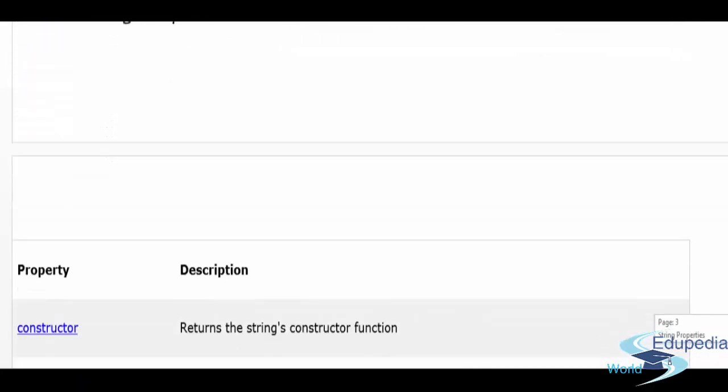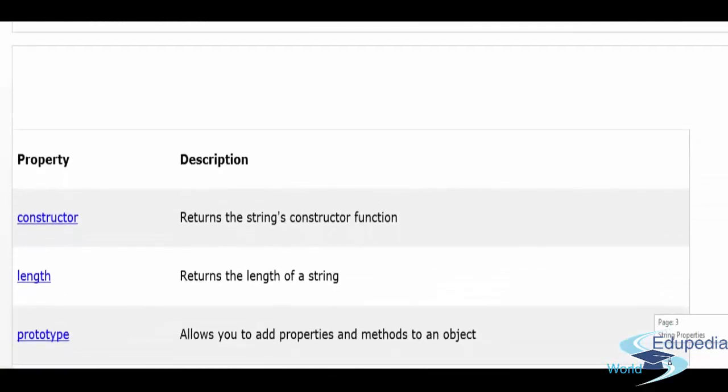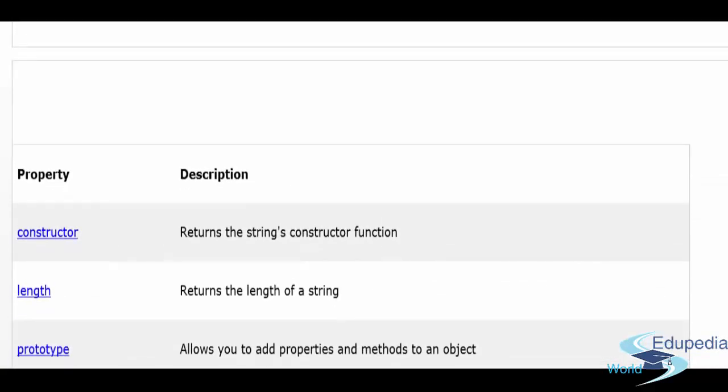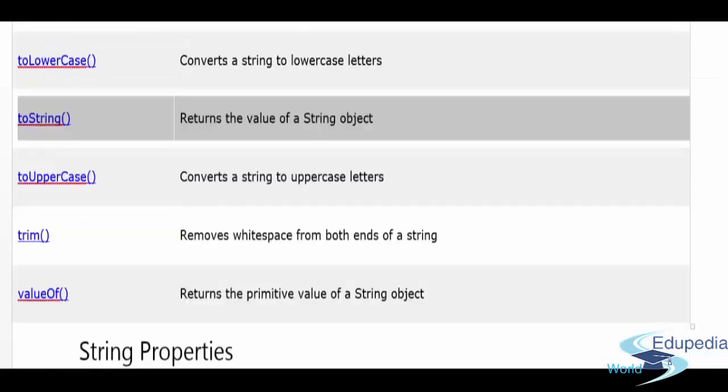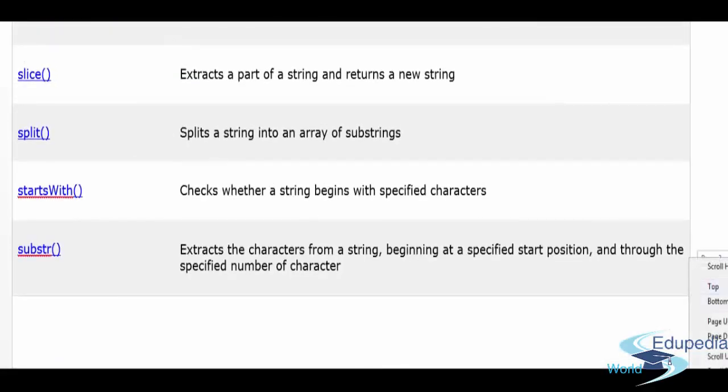Now, there are three string properties that we know of, and they are: constructor returns the string's constructor function, length returns the length of a string, and prototype allows you to add properties and methods to an object. Okay, these are very powerful methods. We will explore them in future examples, but now I'm just trying to introduce them to you. And just remember, all these string methods return a new value.